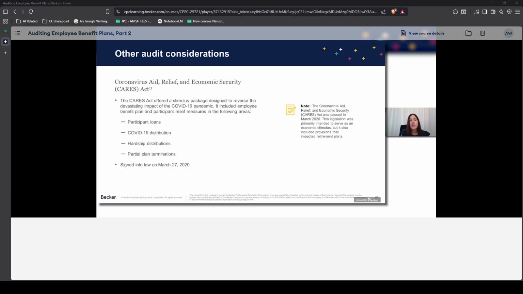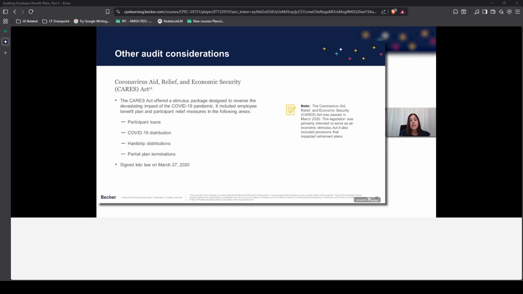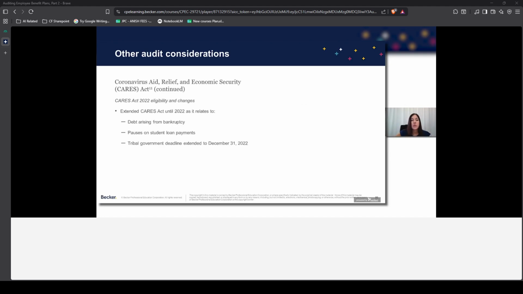Plan documents also have to be modified and amended for those changes that were previously enacted under the CARES Act. And those changes under the CARES Act also have to be amended by December 31st, 2025.